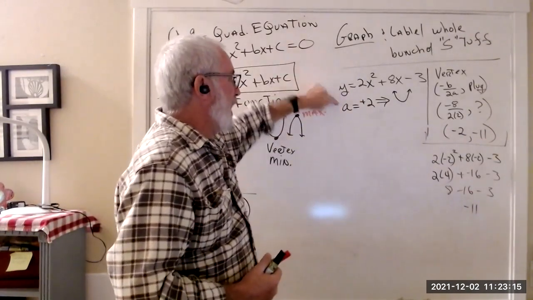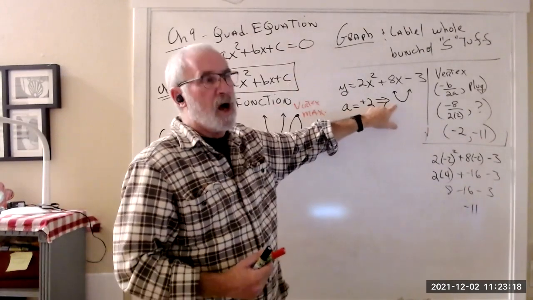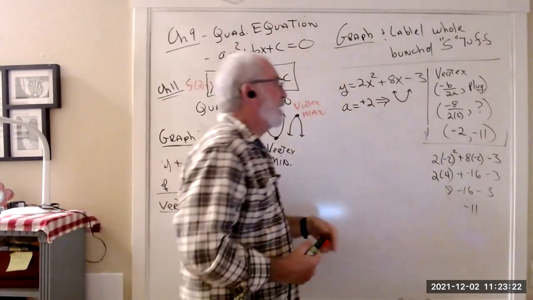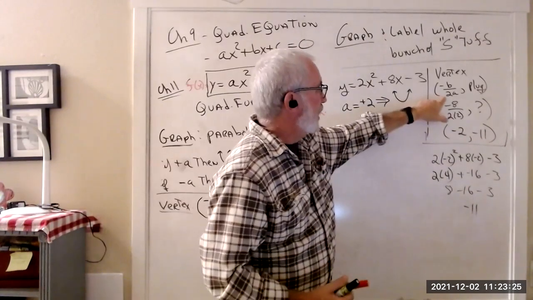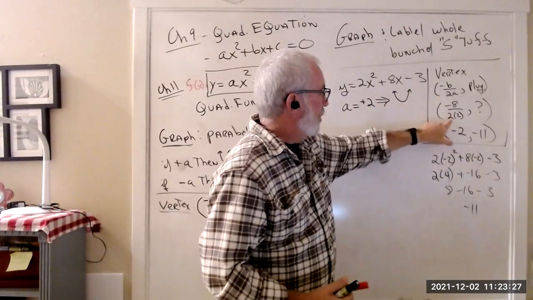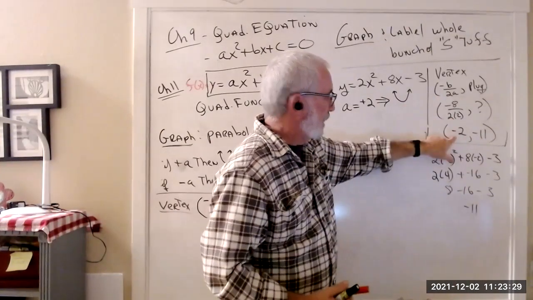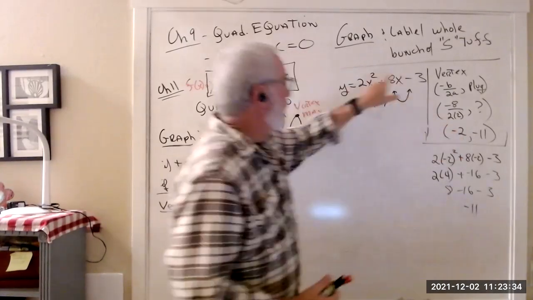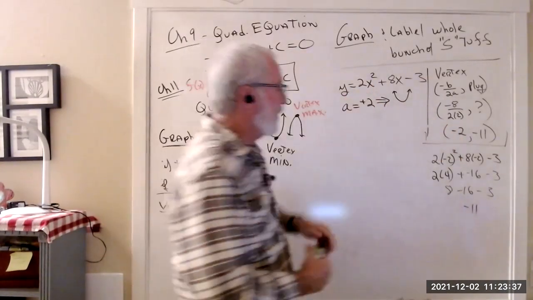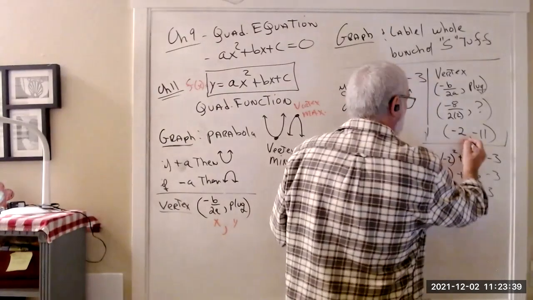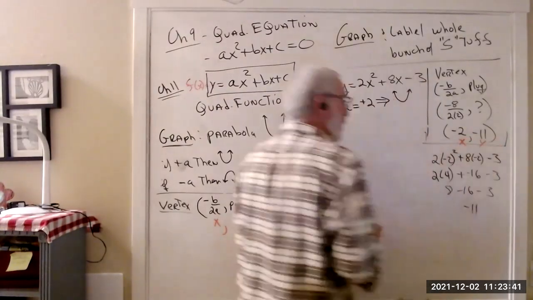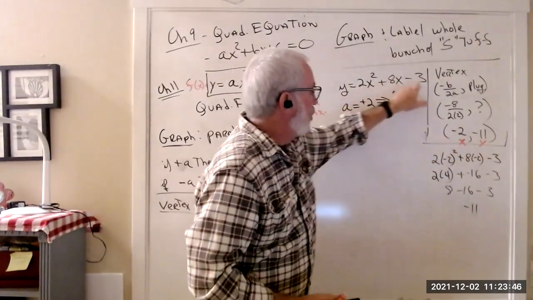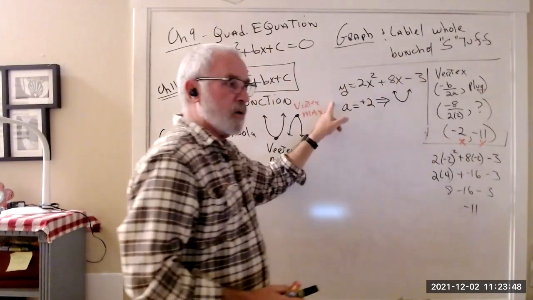First, I calculated the A value, so it told me where it's going: up. Second, I calculated the vertex, negative B over 2A, plugged it in, got negative 2. What do I do with the negative 2? I plug that into my formula in place of x. Remember, this is the ordered pair, x comma y. So this is saying x is negative 2, and when I plug it in, I'll figure out what y is.